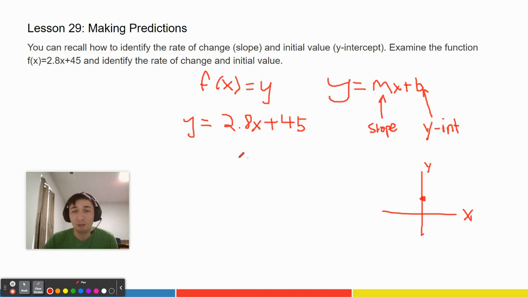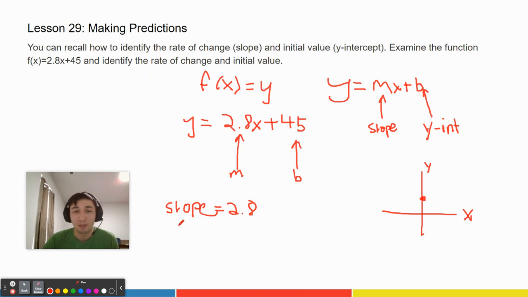So in this problem, this is our m and this is our b. So when we're asked to identify the rate of change, we look at the number to the left of x, the coefficient of x, and that's going to be 2.8. So our slope, our rate of change, we're going to call that 2.8. And then our initial value is this guy here.